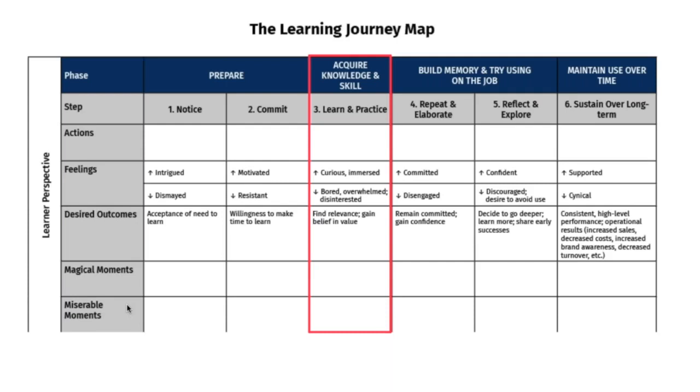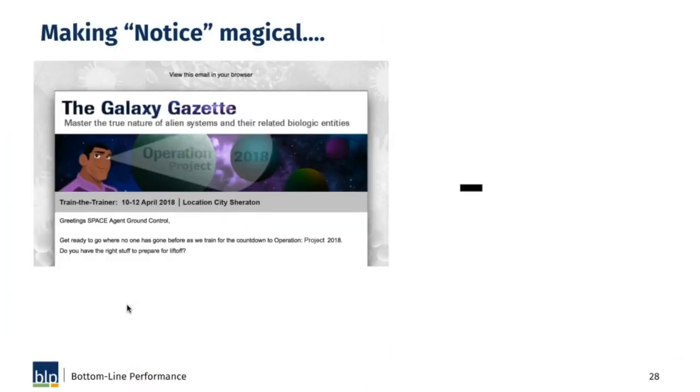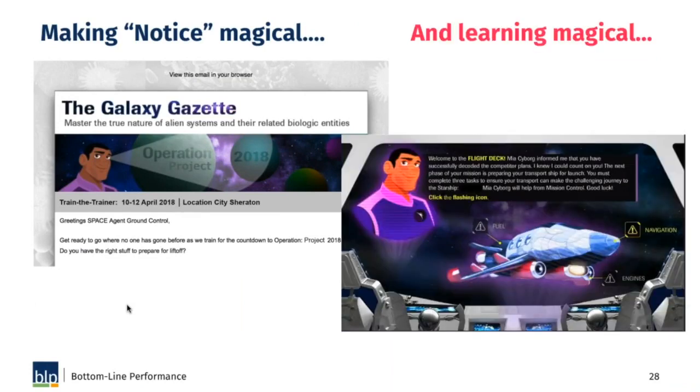The desired outcome from the organization's perspective is that they're going to find relevance and they're going to gain belief and value. And that is certainly what the learner wants too, because you don't want to commit time to something that is delivering no value to you. That's the definition of frustration. So if you think about making the learning and practicing magical, that can be done in creative ways too, even with e-learning. So in this case, we show the example of getting the introductory email inviting you to the whole experience.